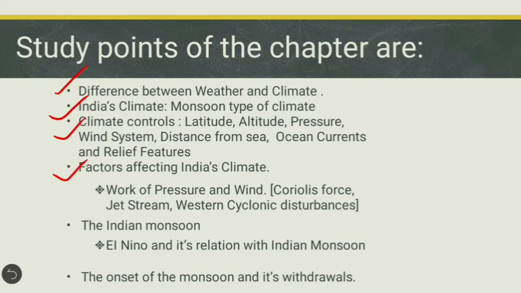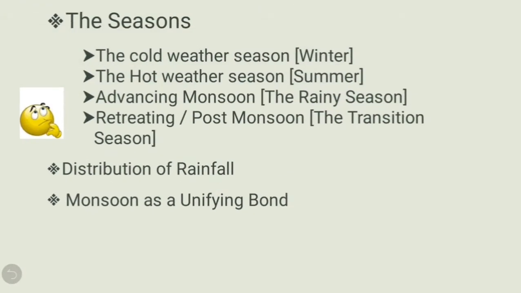Then factors affecting India's climate. What are the factors which are affecting our climate, meaning India's climate? Here we'll study the work of pressure and wind, Coriolis force, jet stream, western cyclonic disturbances. Next we'll study the Indian monsoon, El Nino and its relation with the Indian monsoon, the onset of the monsoon and its withdrawal.